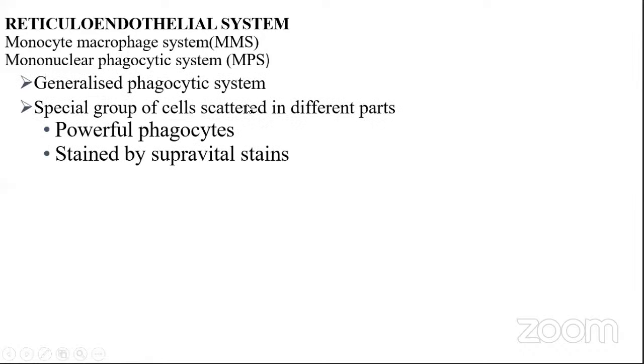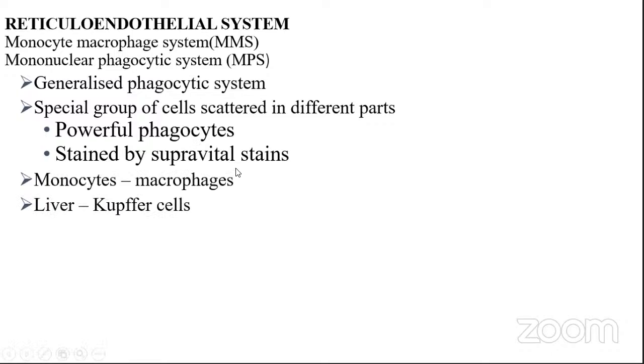Now coming to the reticuloendothelial system. The monocyte macrophage system, that is MMS, the mononuclear phagocytic system, MPS, the generalized phagocytic system, this is the reticuloendothelial system. A special group of powerful phagocytes, where phagocytosis is the main process, and they can be stained by supravital stains.